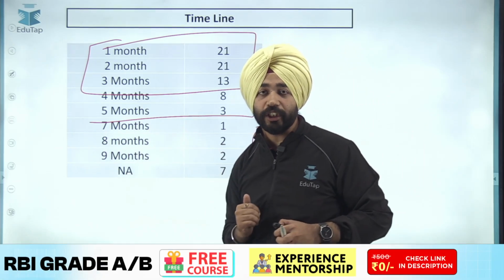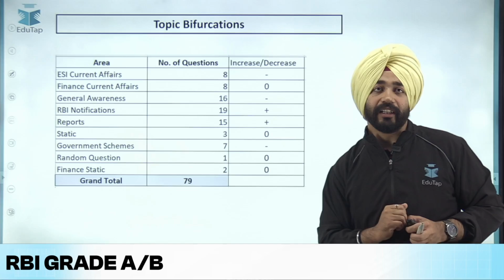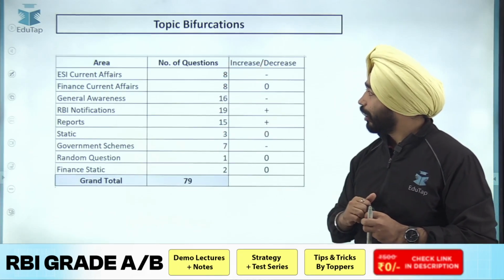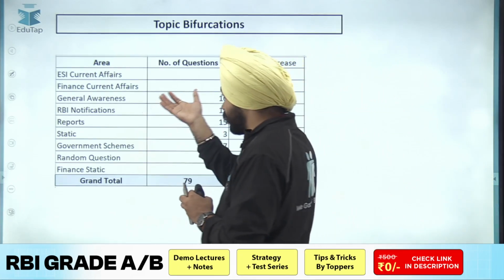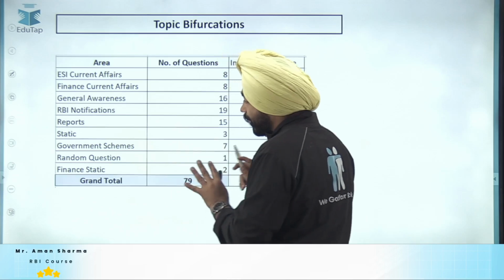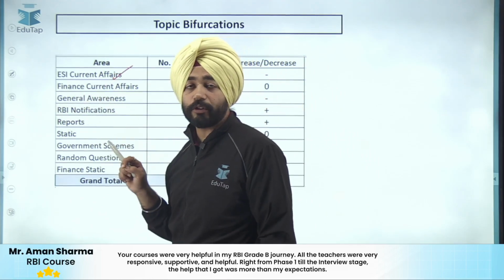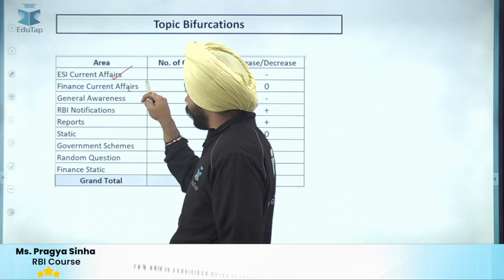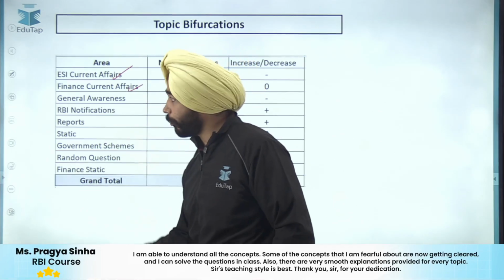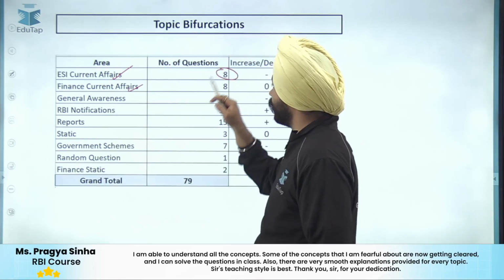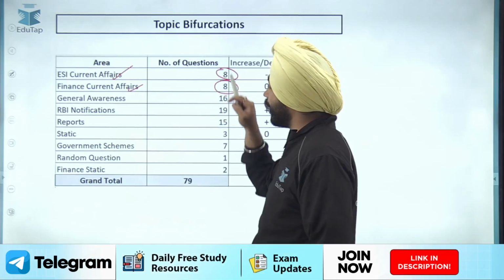Now comes my second learning here, the topic bifurcation. How many questions were being asked from which specific topic? So guys, we have talked about ESI current affairs because we have a properly defined syllabus of economic and social issues. We have a syllabus of finance and management. So from ESI current affairs, we have seen 8 questions. From finance current affairs, we have seen 8 questions.